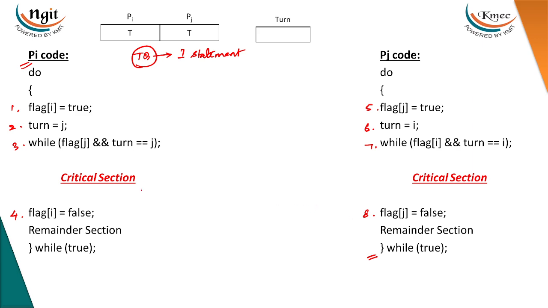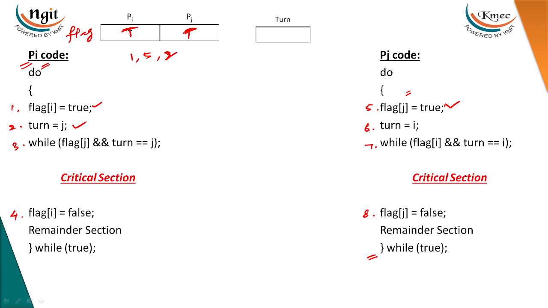Let's execute statement by statement. First we'll execute one statement of Pi, then one statement of Pj, then come back here. Look carefully. First the statement is flag of i equal to true, so I'm writing flag of i equal to true. Then after 1, I'm executing 5. What is 5? Flag of j equal to true. Then I will execute 2. So this is executed, this is executed.